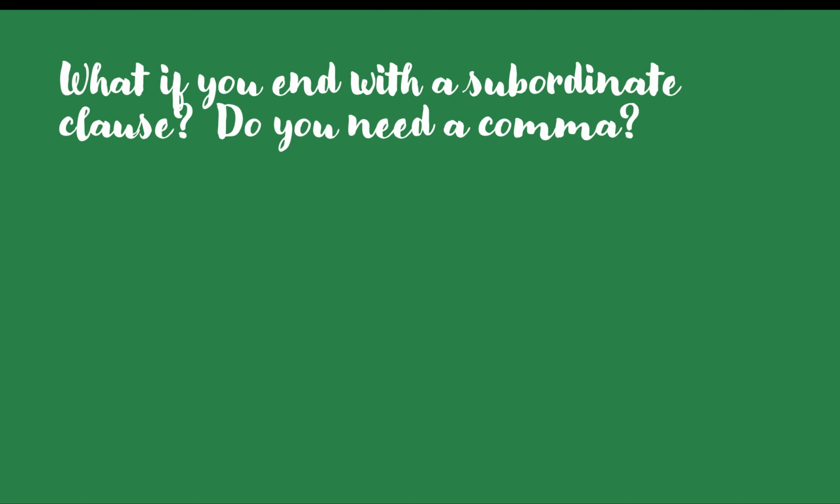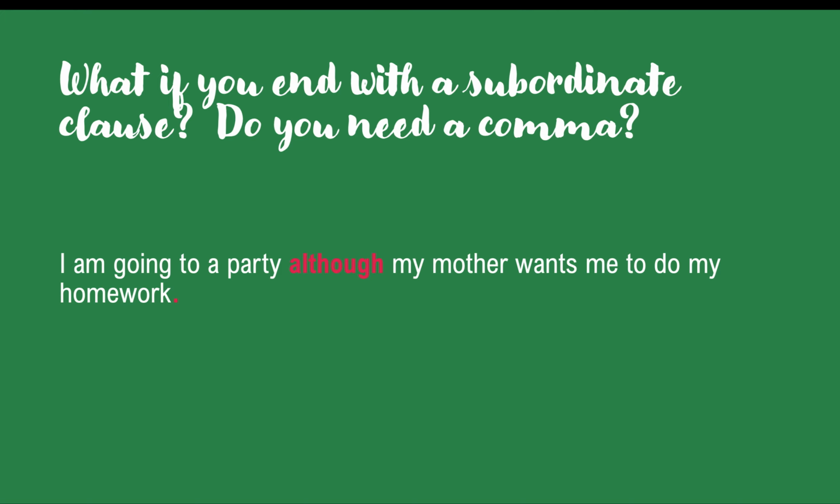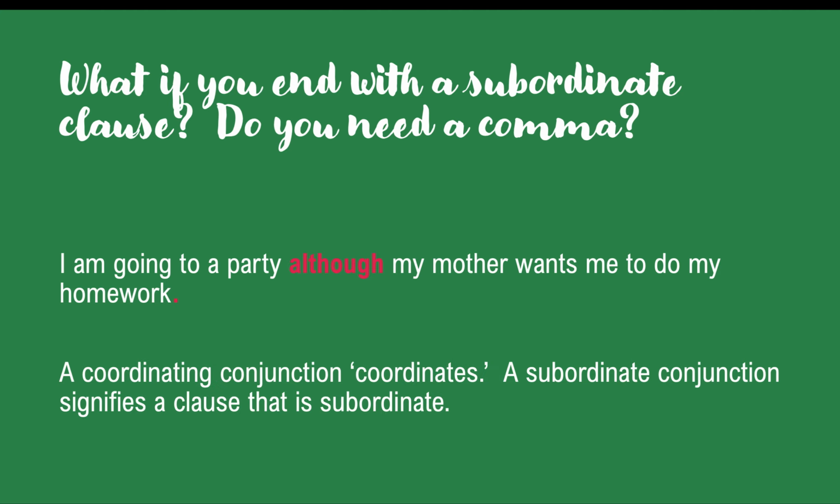But what if you end the sentence with a subordinate clause? Do you still need a comma? So here, let's look at that sentence again, but we're going to switch it around so the subordinate clause ends the sentence. I'm going to a party. That's an independent clause. My mother wants me to do my homework. That's another independent clause. But now you are connecting the two with the word although. Although is not a coordinate conjunction, it's actually a subordinate conjunction. So you are connecting the two clauses together with a clause that is subordinate to the independent clause. I'm going to a party.